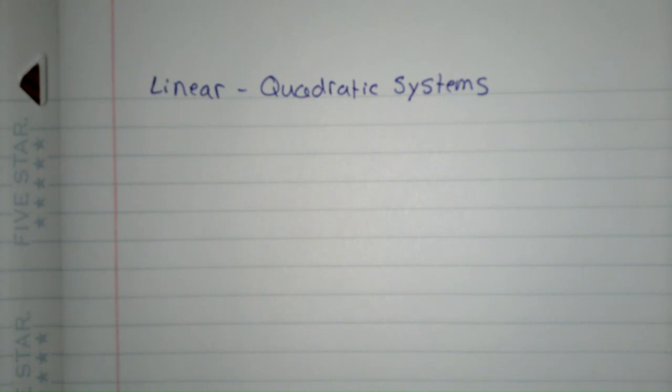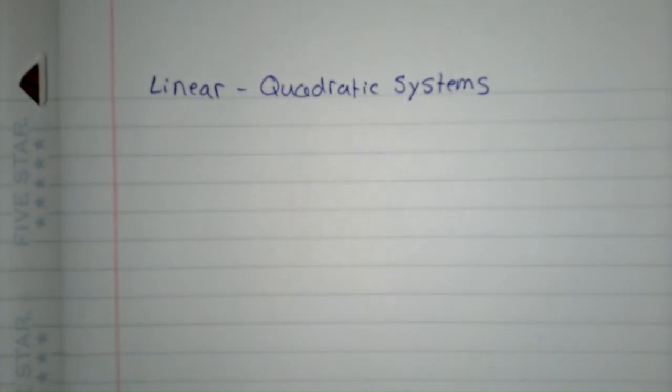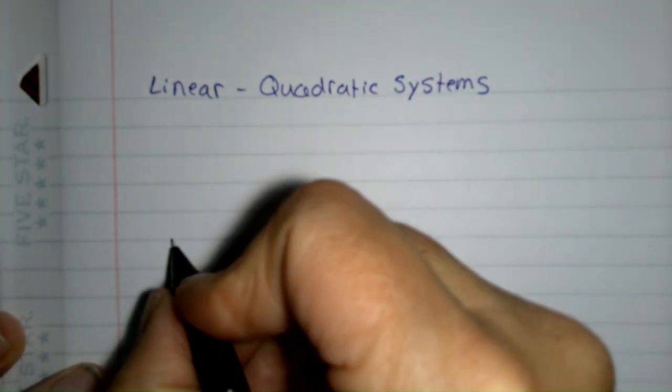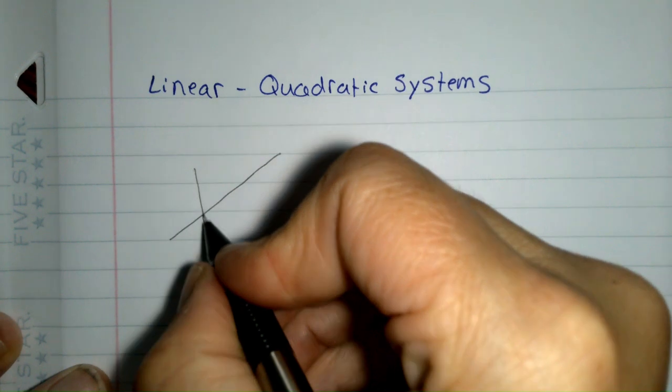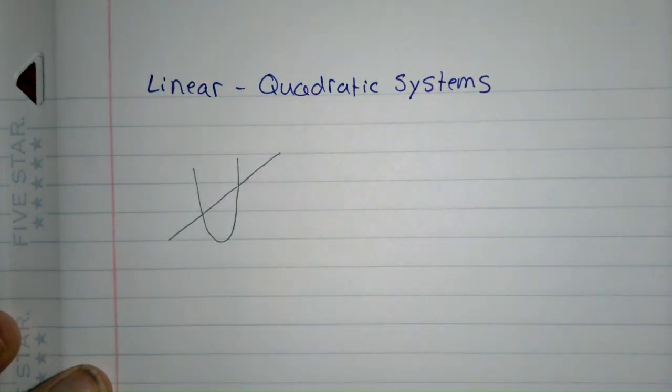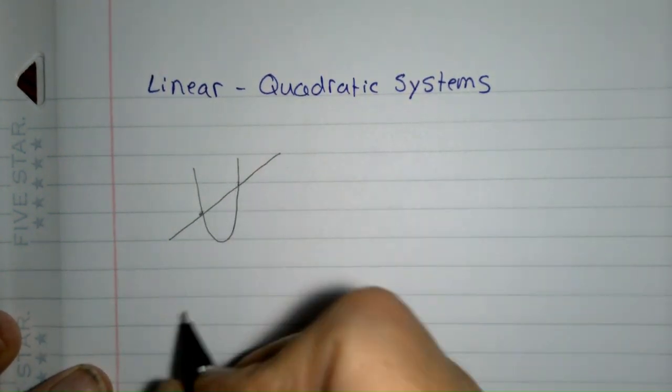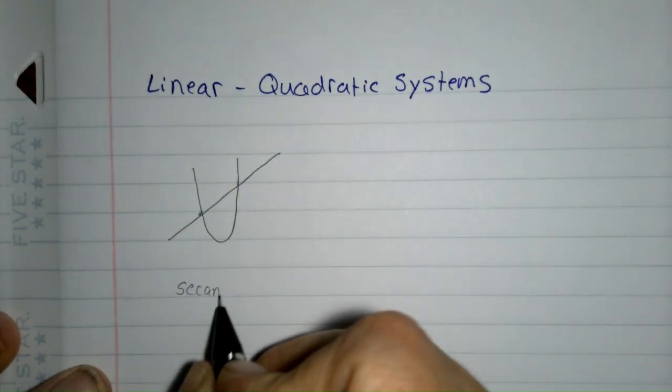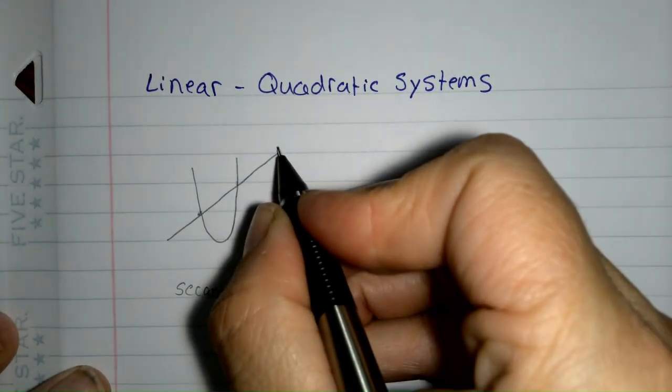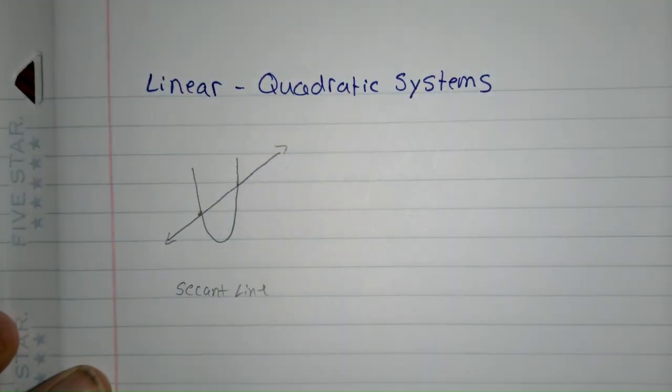This particular video is going to focus on what happens when you have a linear quadratic system. So keep in mind that we could have three different ways that a line and a parabola could meet. They could meet such that there's 2 points of intersection. When this happens, this is called a secant line because it meets in 2 spots.